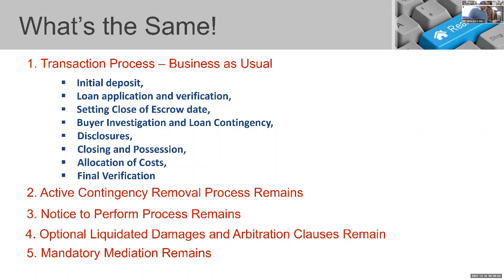The buyer's investigations and loan contingencies are there. The buyers are allowed to investigate the property. And if you read the contract, it also addresses what happens if there is no contingency. Well, it's okay. The buyer still has the right, even if there isn't a contingency, to investigate the property and make sure that they're comfortable moving forward with what they're buying.